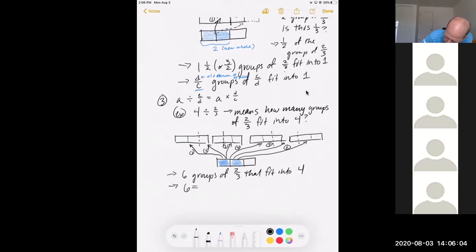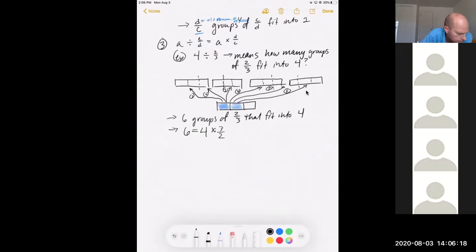Six is also equal to 4 times 3/2, which means that we have A times D over C groups of the C over D that fit into A.